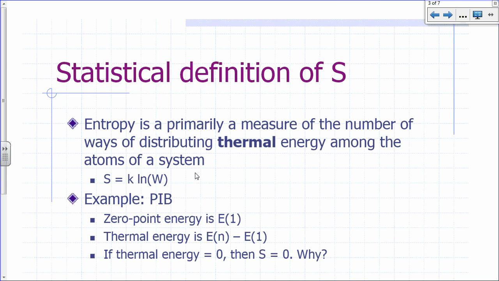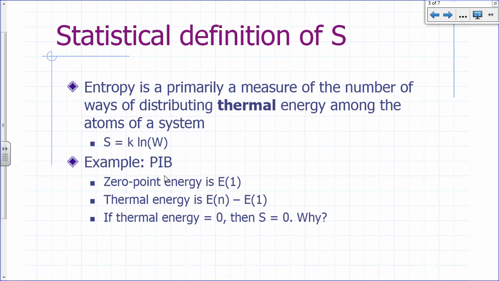So entropy, we said, is a measure of the number of ways that something can exist or happen. And in the case of atoms and molecules, how do we apply that concept? Well, in most cases, it's primarily a measure of the number of ways that you can distribute the thermal energy among the atoms in your system. So entropy is some constant K times the natural log of the number of ways that you can distribute the thermal energy.